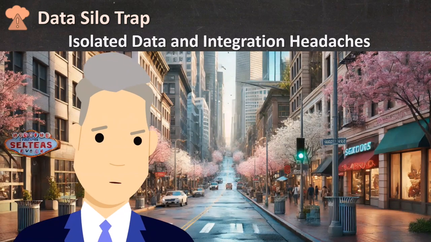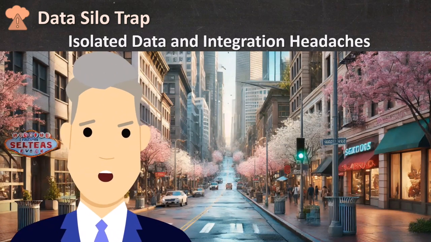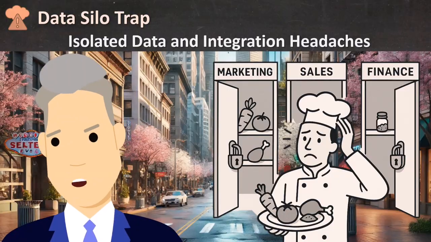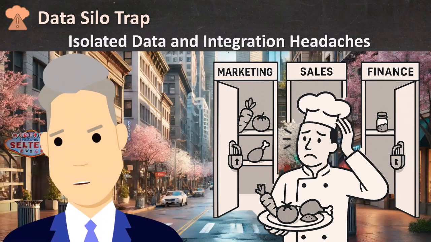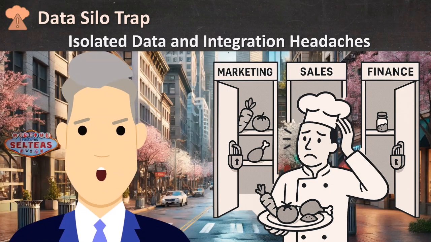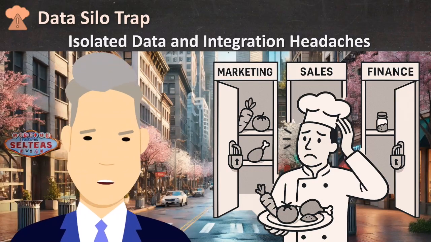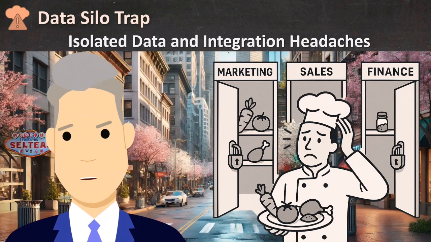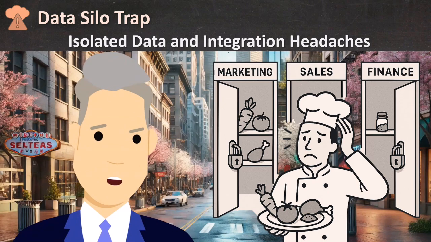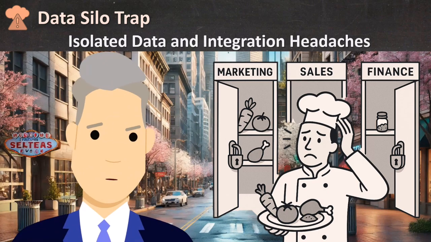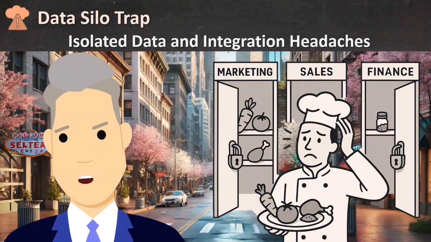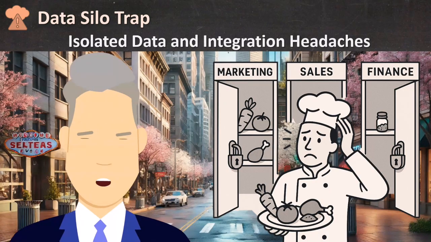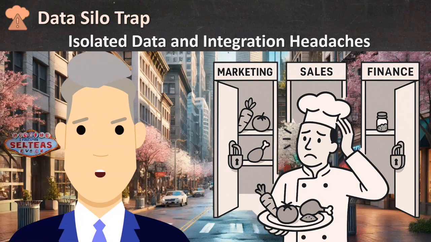To kick things off, imagine this scenario. You're a chef trying to cook a gourmet meal, but all your ingredients are locked away in separate kitchens. The vegetables are in the marketing kitchen, the meat is in sales, and the spices are hidden in finance's pantry. You have everything you need, but you can't bring it together. Frustrating, right? Well, that's exactly what happens in many organizations with siloed data.